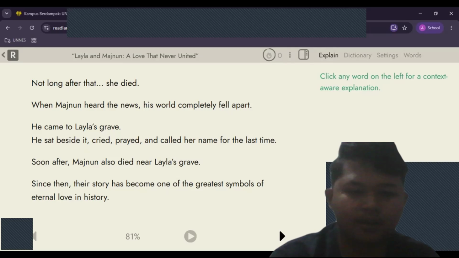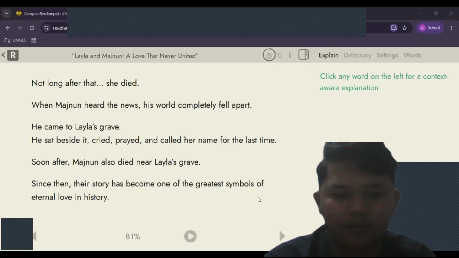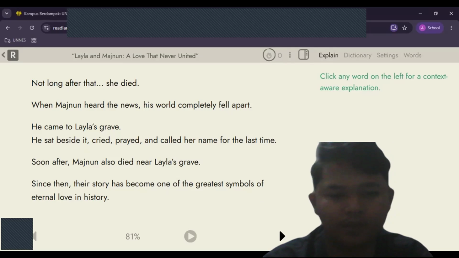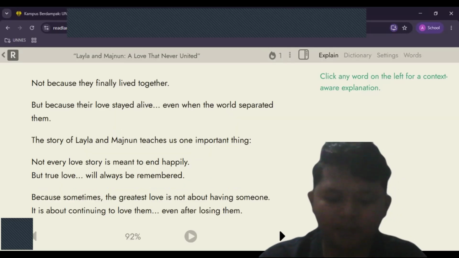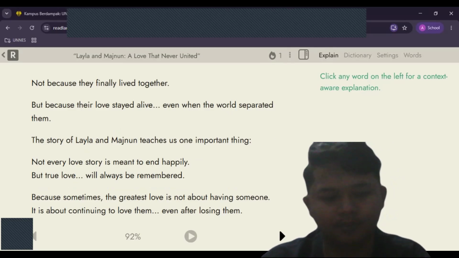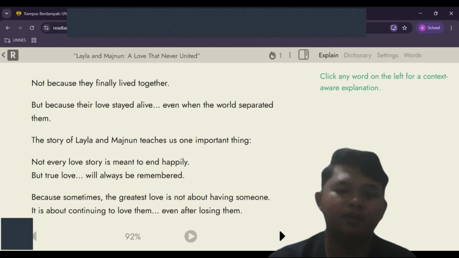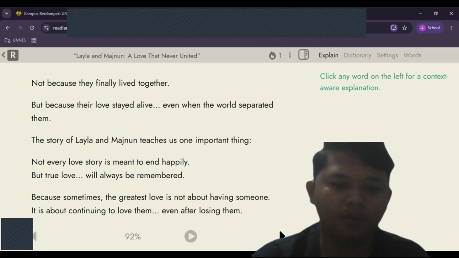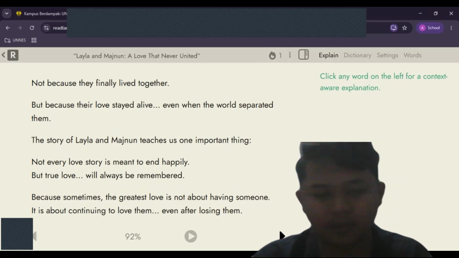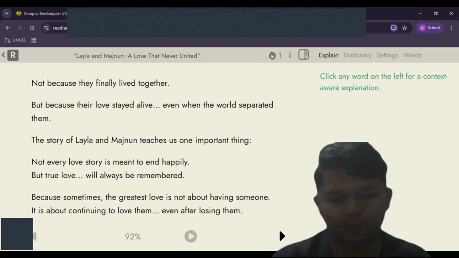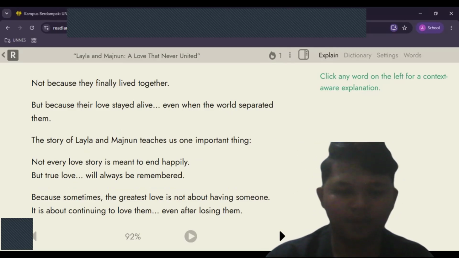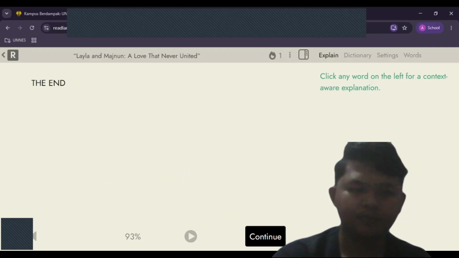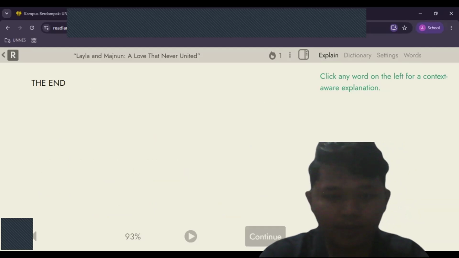Since then, their story has become one of the greatest symbols of eternal love in history. Not because they finally lived together, but because their love stayed alive even when the world separated them. The story of Lila and Minun teaches us one important thing. Not every love is meant to end happily, but true love will always be remembered. Because sometimes the greatest love is not about having someone, it is about continuing to love them, even after losing them. The end.